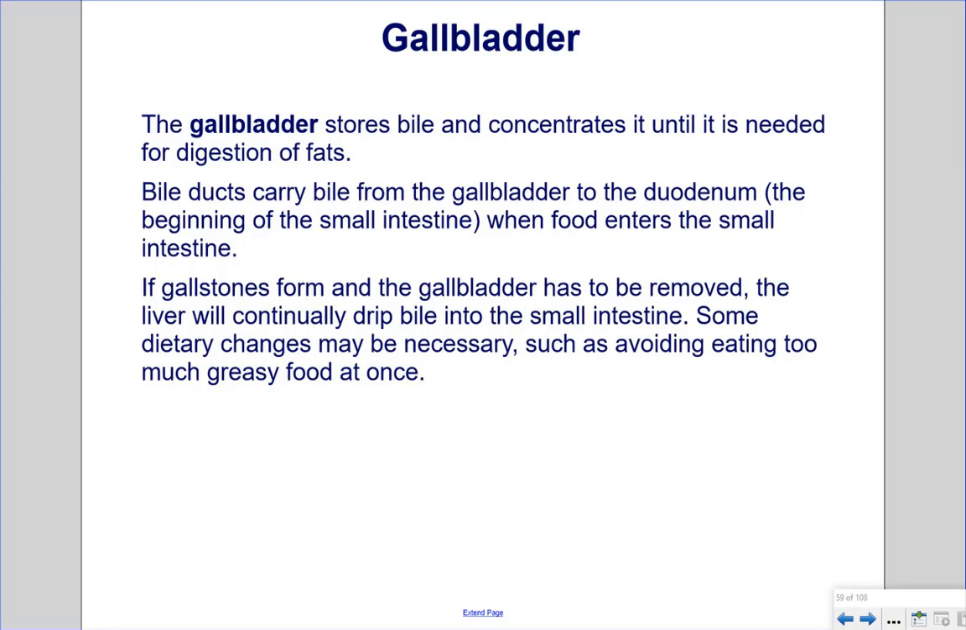Gallbladder. The gallbladder stores bile and concentrates it until it is needed for digestion of fats. Bile ducts carry bile from the gallbladder to the duodenum, the beginning of the small intestine, when food enters the small intestine. If gallstones form and the gallbladder has to be removed, the liver will continually drip bile into the small intestine. Some dietary changes may be necessary, such as avoiding eating too much greasy food all at once.